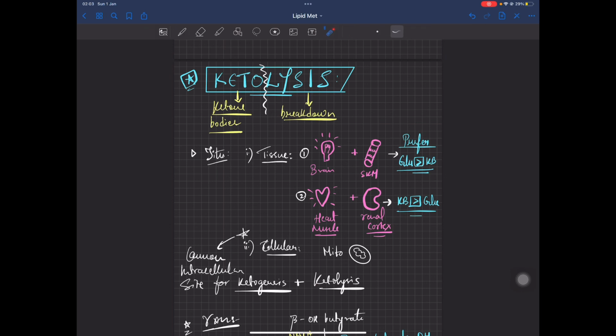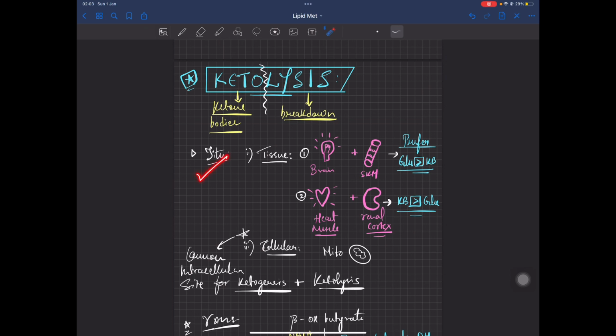Now, coming to the next topic, ketolysis. What do you mean by ketolysis? Ketolysis, it's present in the name itself. Keto meaning ketone bodies, lysis meaning breakdown. So the process of breakdown of ketone bodies is called ketolysis.